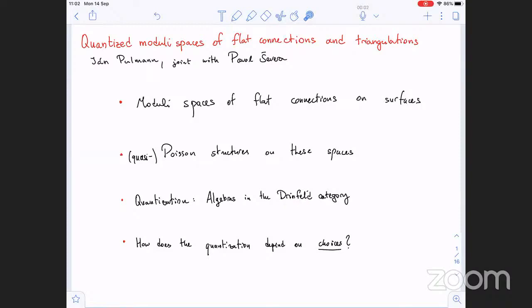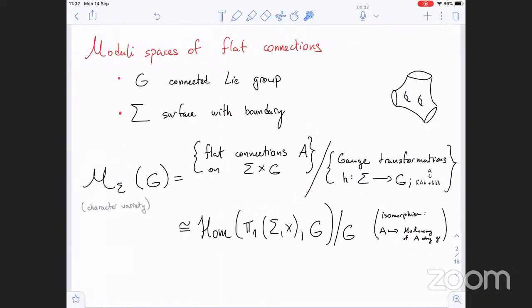The procedure involves cutting up the surface into small parts and then gluing it back together. And there are lots of choices you can make while cutting up the surface. The answer we will provide is how the quantization depends on these choices. Okay, and I will try to give you all the necessary background to follow. So first, let me just talk about modular spaces of flat connections.